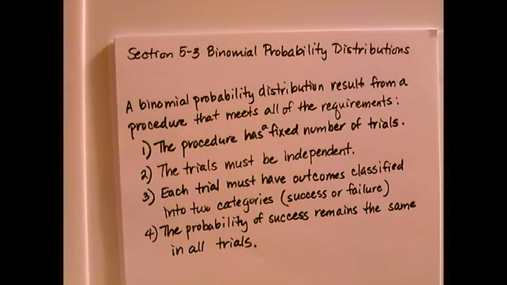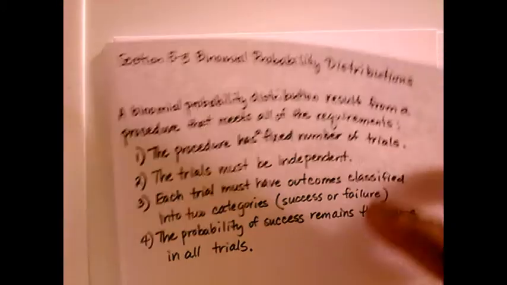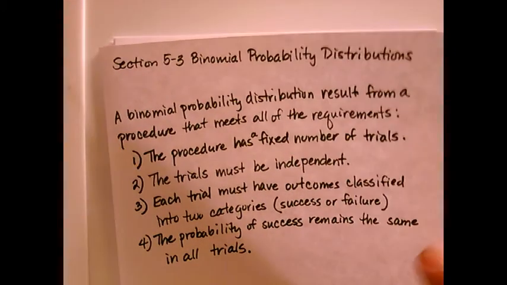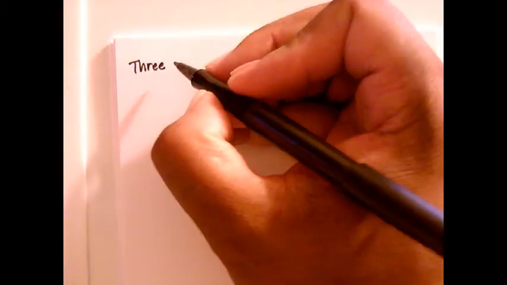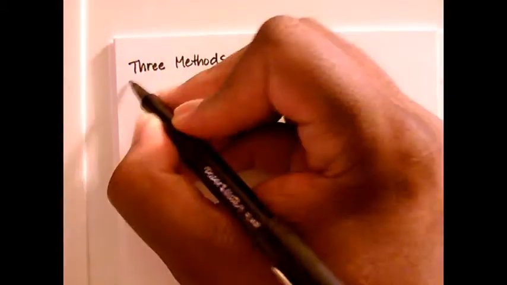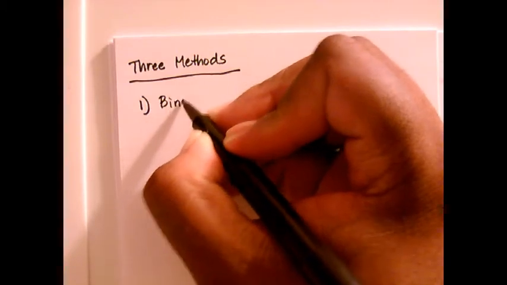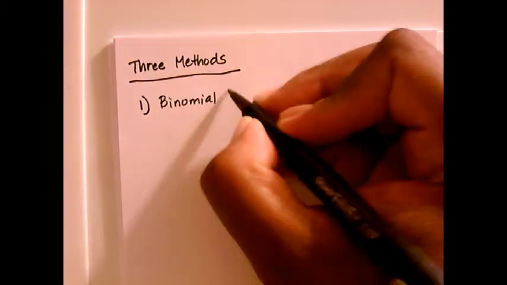Alright, now, the next thing I want to talk about are 3 different methods of calculating a binomial probability. Okay? So here we have 3 methods for finding a probability that deals with a binomial distribution. One method of calculating the binomial probability distribution would be to use the binomial probability formula.